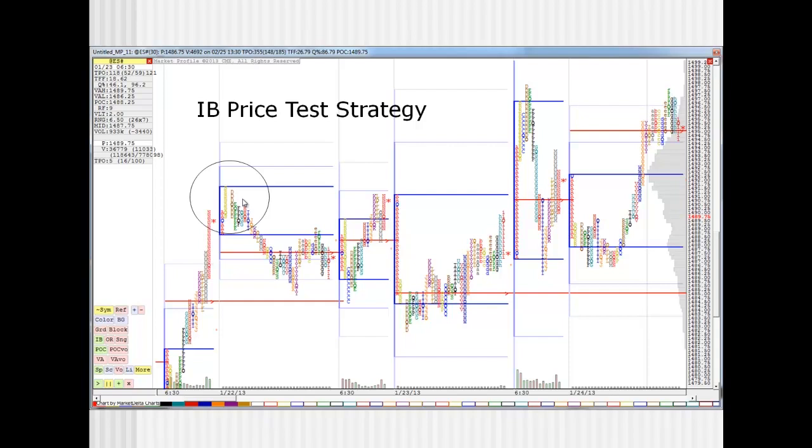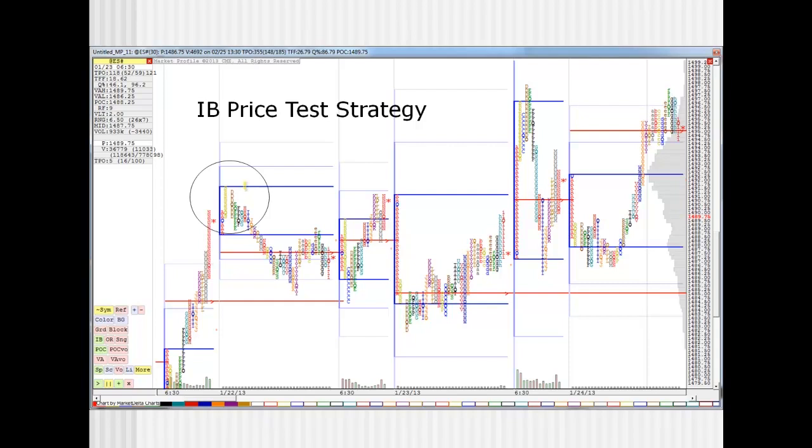So it basically dismantles, if you will, or pushes apart all the different TPOs and just has them in a sequence right next to one another. So let's begin with what we see on this chart. And we have an initial balance for this session.